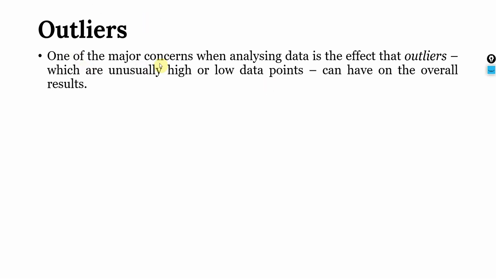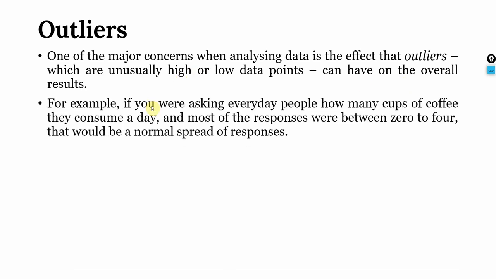Now, one of the major concerns when analyzing data is the effect of outliers, which are unusually high or low data points, and they can have an impact on the overall results as well. For example, if you were asking everyday people how many cups of coffee they consume a day, and most of the responses were between 0 to 4, that would be a normal spread of responses.